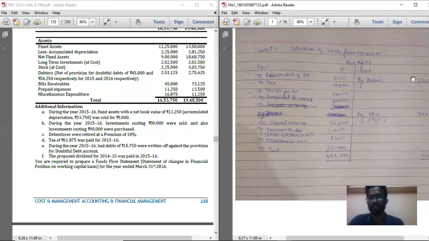Opening balance on the credit side, P&L account adjustment account. Opening balance of the P&L account on the credit side, closing balance on the debit side. Take down one by one: loss on sale of fixed asset, then depreciation, then provision for tax, proposed dividend.